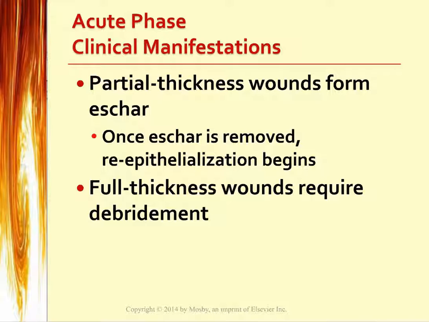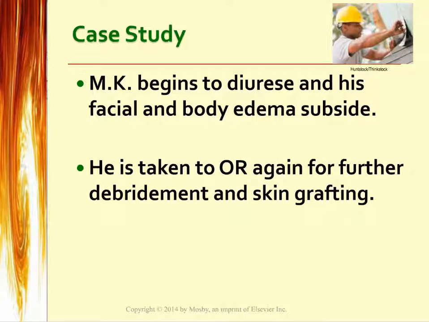Full thickness wounds require debridement. The margins of the full thickness eschar take longer to separate. As a result, full thickness wounds require surgical debridement and skin grafting for healing. MK begins to diurese and his facial and body edema subside. He's taken to the OR again for further debridement and skin grafting.